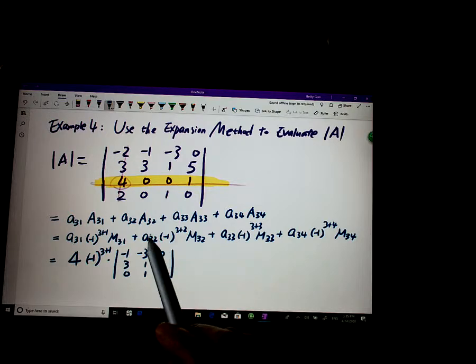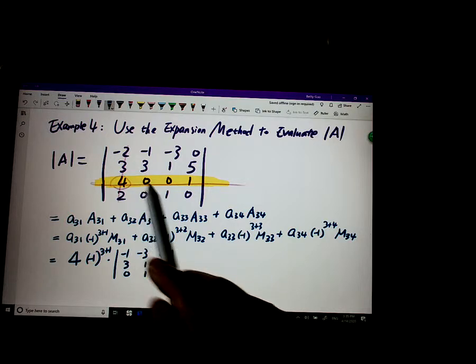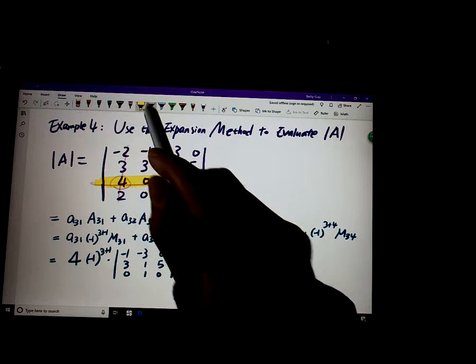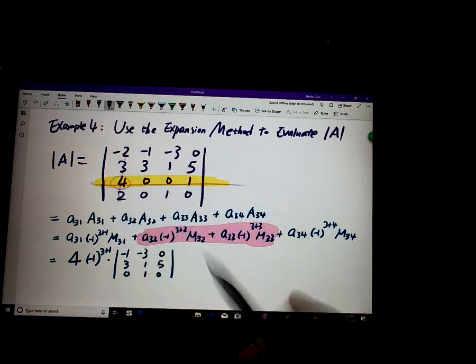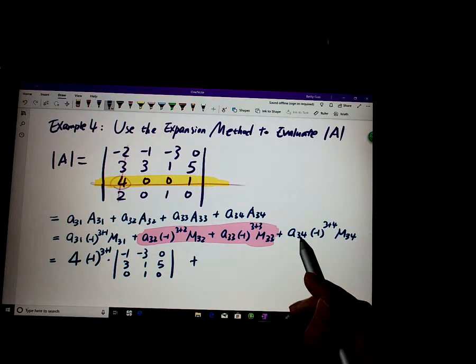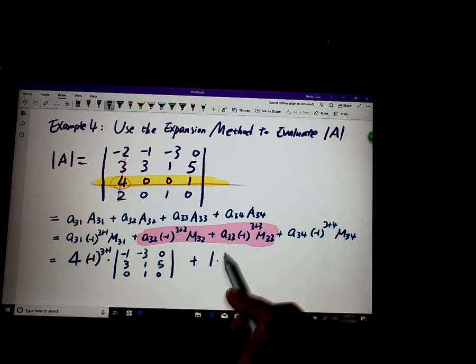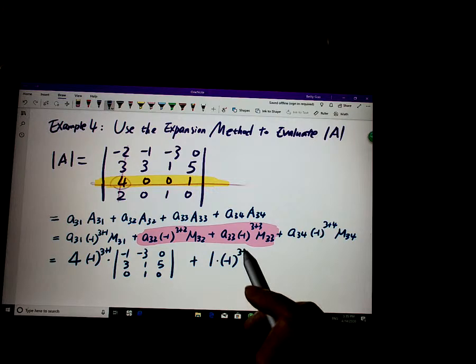And what about a3,2? You would see the benefit, the convenience, if you choose a row or column with as many zeros as possible, because a sub 3,2 is 0, so we don't have this term anymore. For the same reason, a3,3 is 0, and 0 times anything is just 0, so we don't have this part anymore. a3,4, that is 1. 1 times -1 to the power of 3 plus 4.